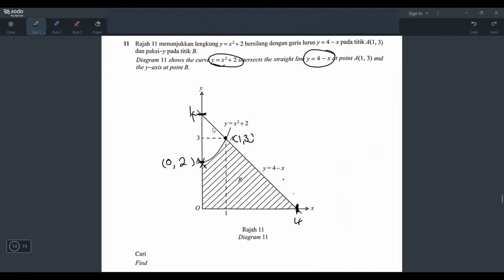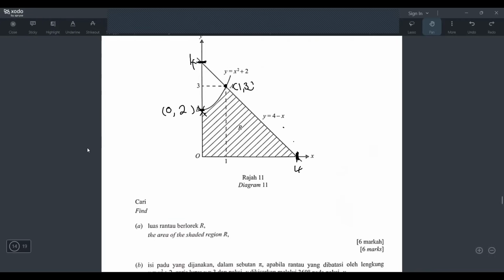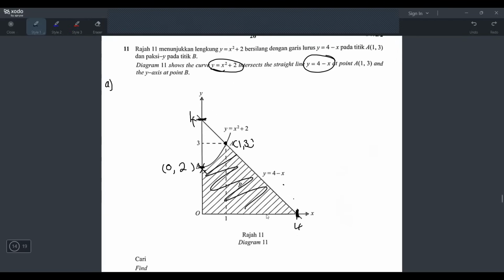Okay, now I already find out all the important points. Now only I do A. Now when I do A, it will be very smooth. Okay, so find the area of shaded region R. The shaded region R is here.